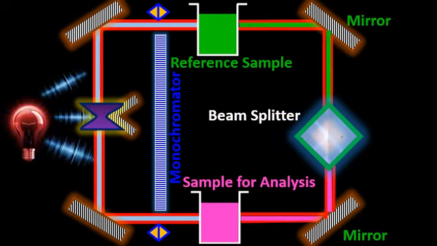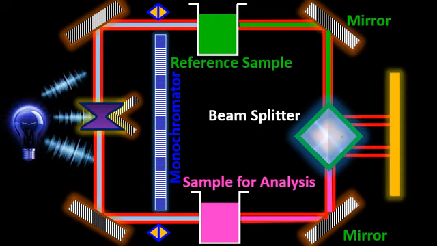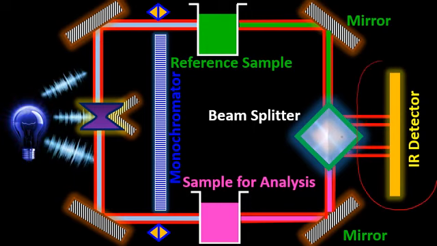So, dear student, from the beam splitter, the infrared radiation will move along the forward direction toward a device known as the infrared radiation detector. So, this is the third part of the IR spectroscope.